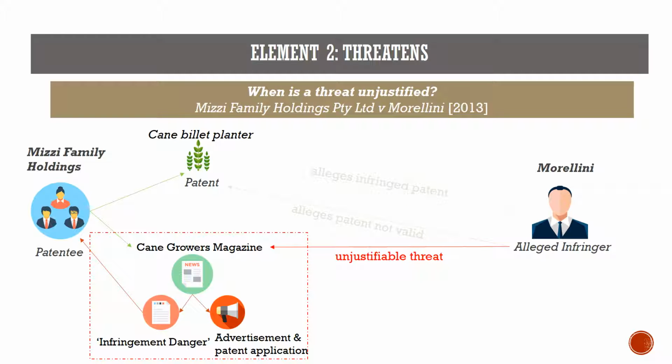Morellini's counterclaim for patent invalidity was unsuccessful, as the court found Mizzy's patent to be valid. The court also held that Morellini had not infringed Mizzy's valid patent. However, although the threats were not directed at Morellini, the court found that the advertisement alongside the patent application was an unjustifiable threat.